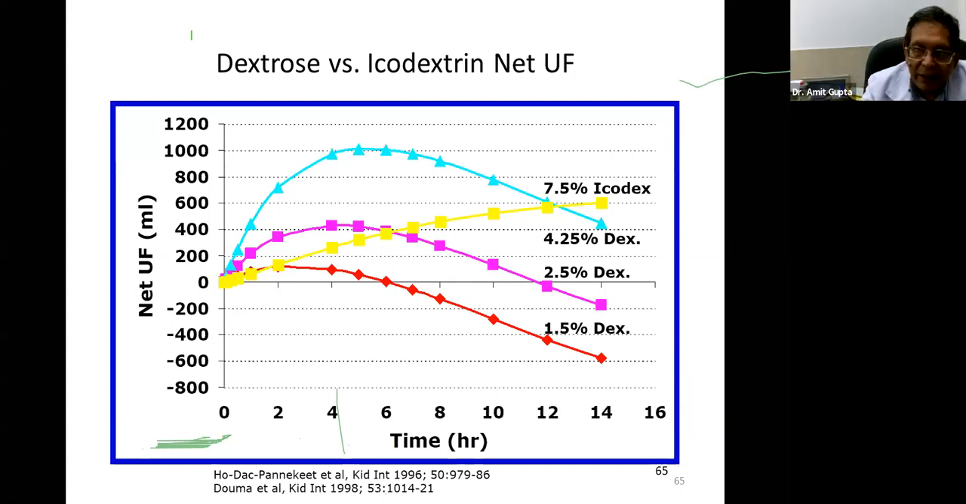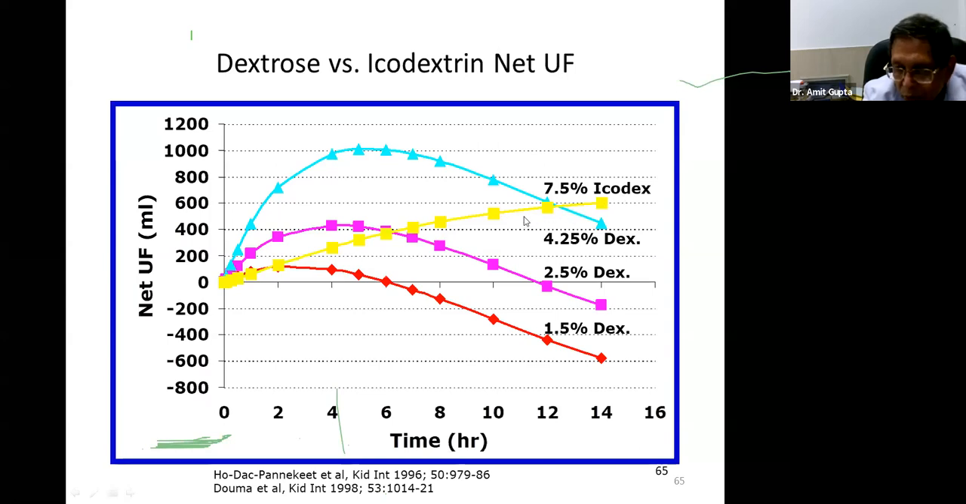Now, if you look at this graph, you can see that this shows you the clearance with each ultrafiltration with each of these bags. 1.5%, you can see that it starts dropping after 4 hours. 2.5% by about 6 hours. 4.25% by about 8 hours or so. And on the other hand, if you look at icodextrin, it continues to increase beyond even 12 hours.